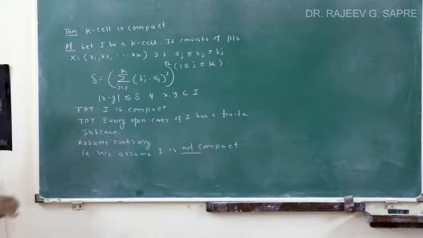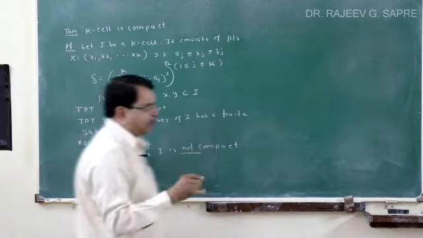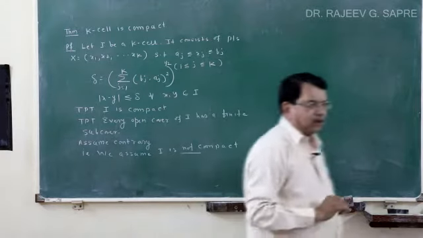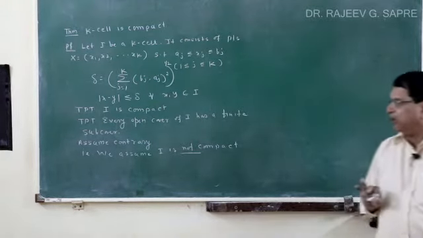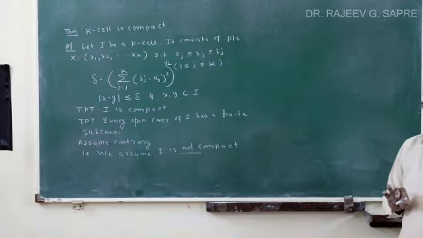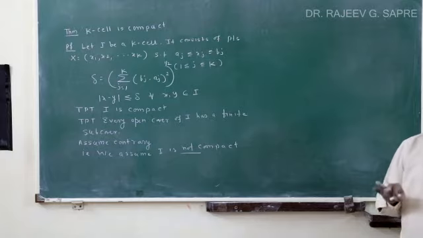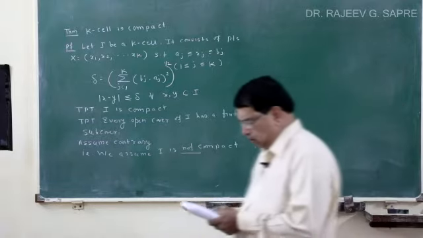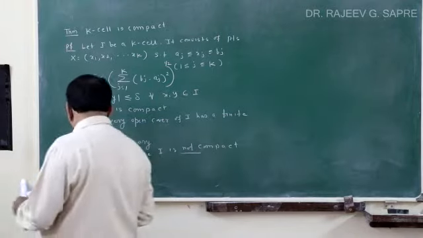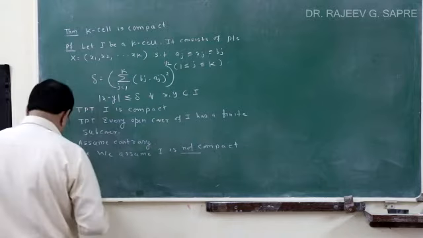When it is compact, what do you know? Every open cover has a finite subcover. Whenever I am saying it is not so, then what? You can find an open cover such that there is no finite subcover to this I. So we assume that I is not compact.